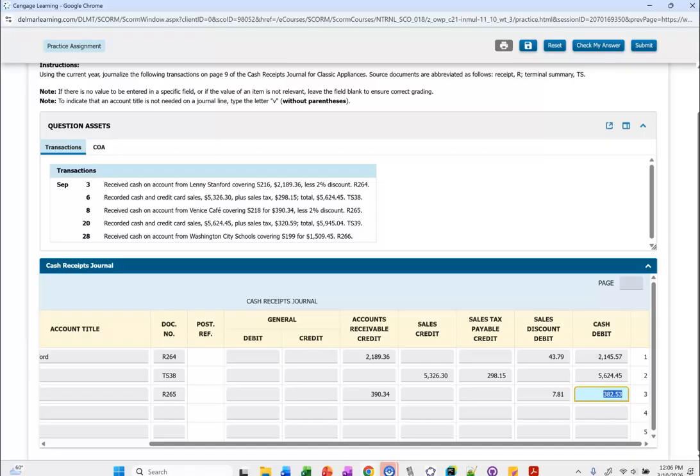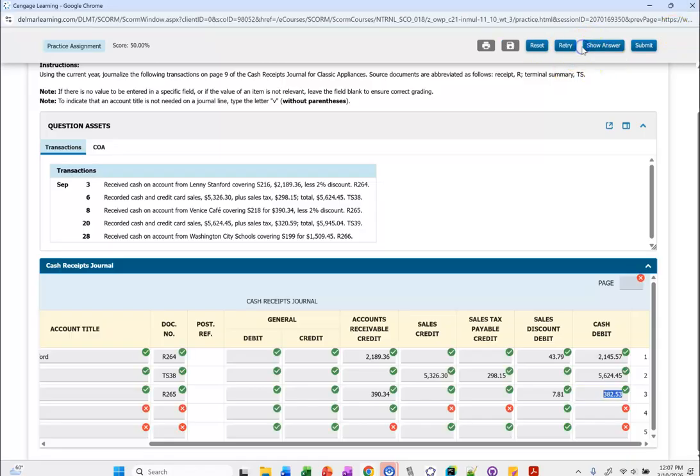Can you check it? Why says it's wrong? No, I hope it's not wrong. Nope, my row's right. Oh, I forgot to put a page number on this. It says it's on page 9. What's the cash debit for the second row? For the second row, 5,624.45. Did you do something silly and like type a comma instead of a decimal or something?